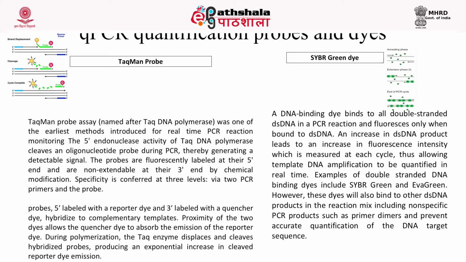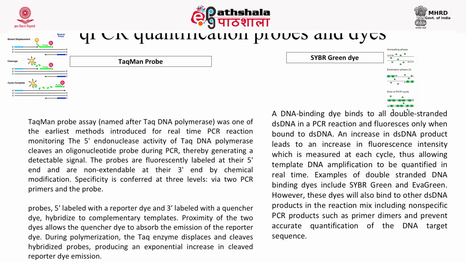Proximity of the two dyes allows the quencher dye, that is the Q as seen in the figure, to absorb the emission of the reporter dye. During polymerization, the Taq enzyme displaces and cleaves the hybridized probes, producing an exponential increase in cleaved reporter dye emission at each cycle. We can also use DNA binding dyes for quantification in real-time PCR.